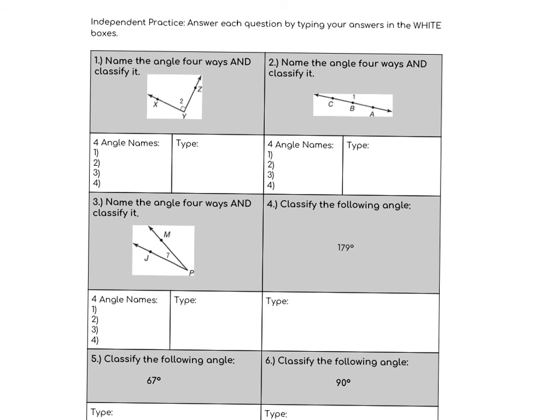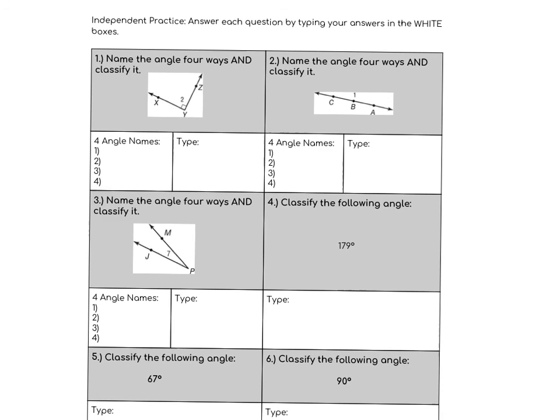For 1, 2, and 3, you want to say the type. So in type, hopefully this one everyone knows because of that box, this is a right angle. So you type that in there, and then the angle names are what we do 4 ways. Okay, so you're going to do that for 1, 2, and 3.